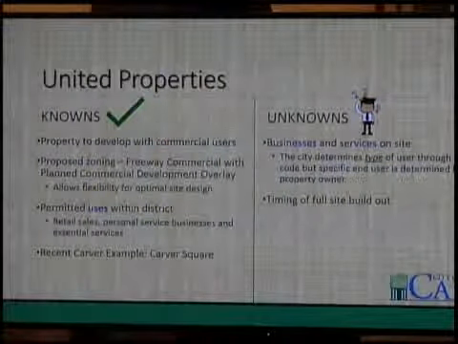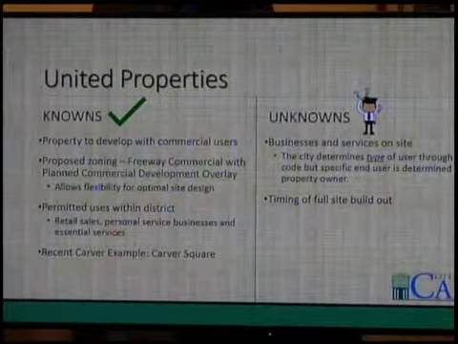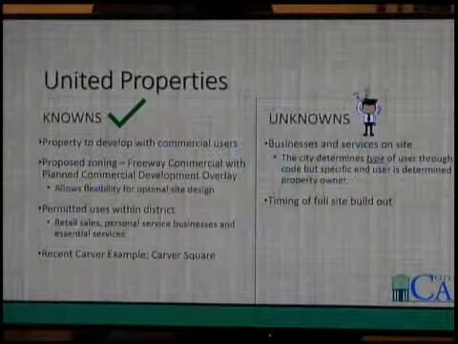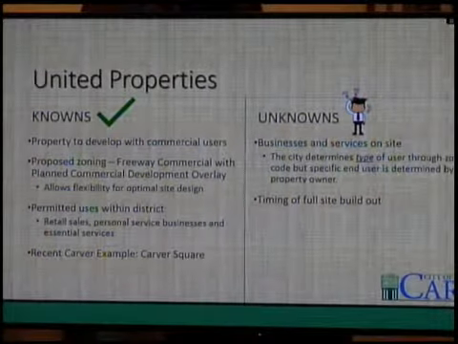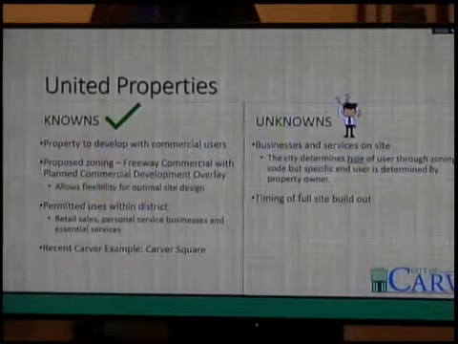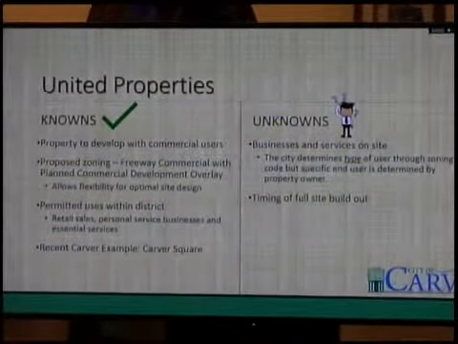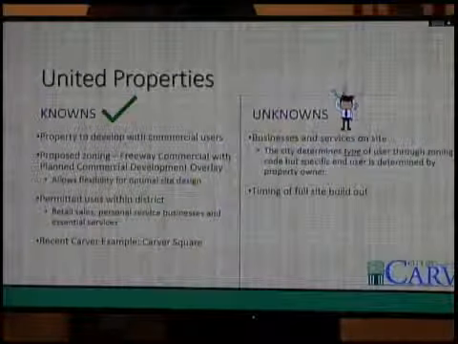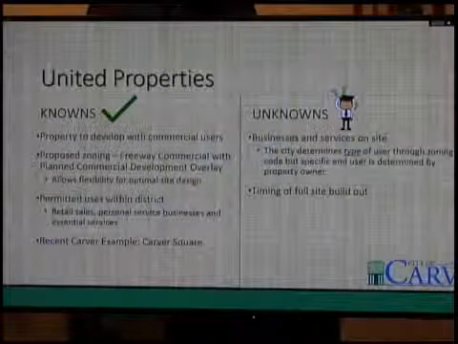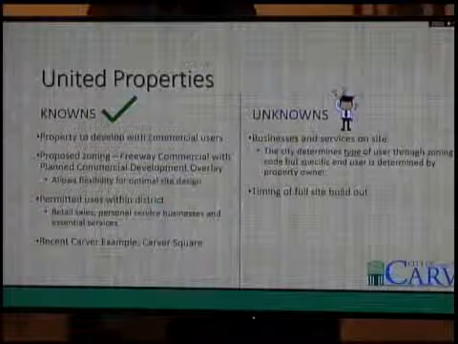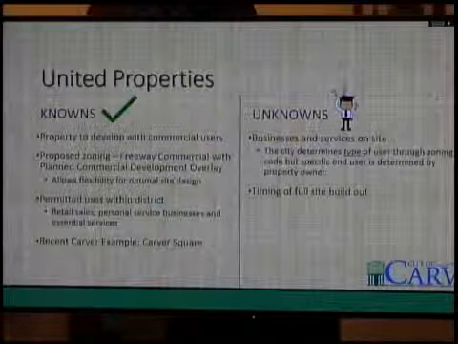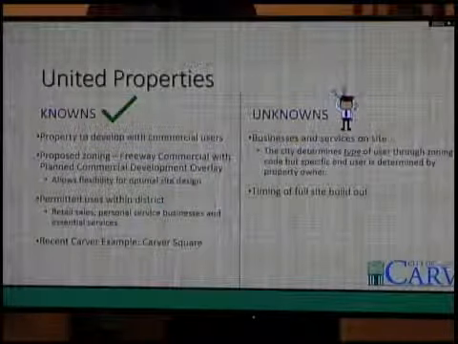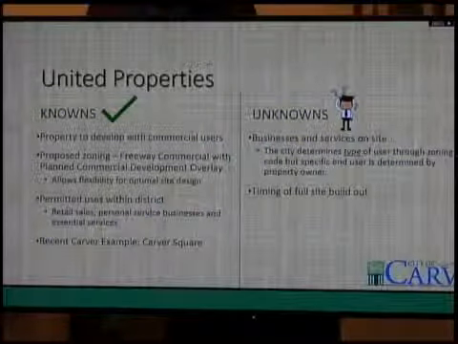So thinking about some things that we know and things that we unfortunately don't know but could speculate at right now. Something that we do know, the property is likely to develop with commercial users. That was guided as a commercial use since the 2008 comprehensive plan. Additionally, in the design Carver plan, it stayed commercial. So the United Properties Group is not looking for a comprehensive plan amendment. They're anticipating commercial users across the site.